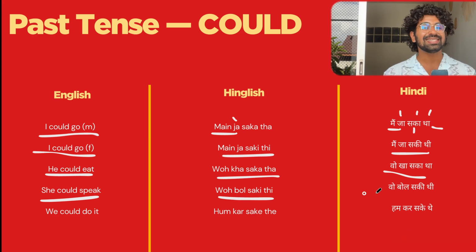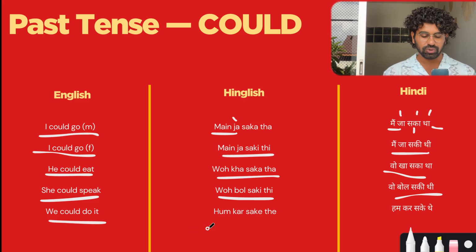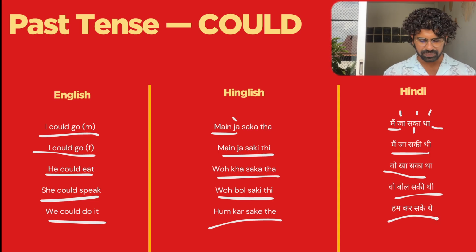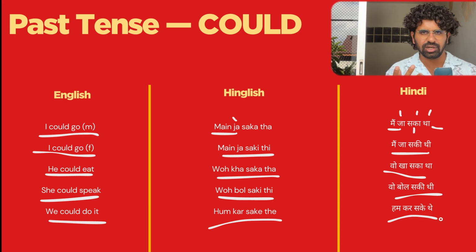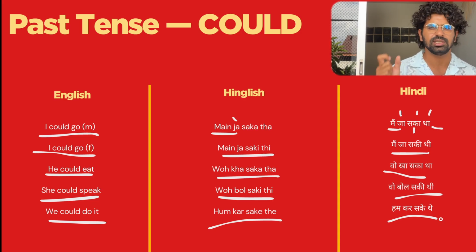वो बोल सकी थी. We could do it. हम कर सके थे. Right? Perfect. Okay. So again, not really anything has changed. The only thing is it's very easy.